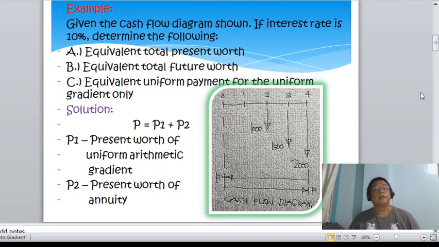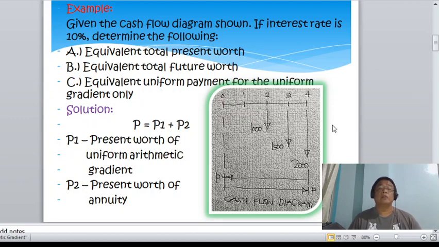So, given the cash flow diagram shown, if interest rate is 10%, determine the following. A. Equivalent total present worth. B. Equivalent total future worth. And C. Equivalent uniform payment for the uniform gradient only.